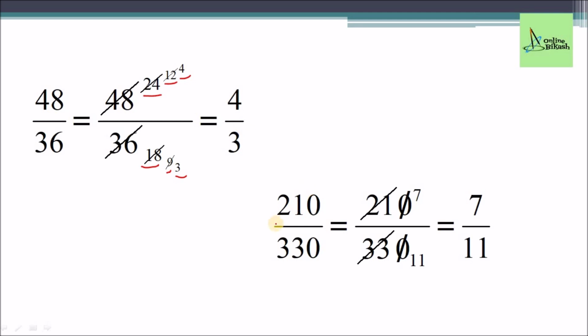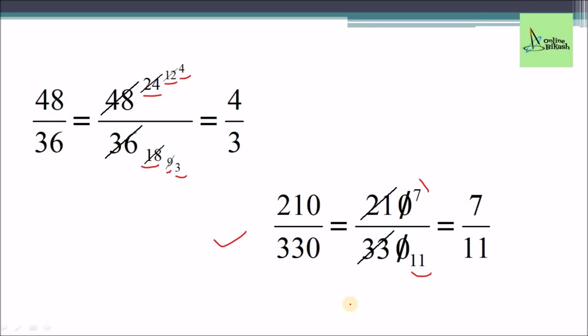Now look at this one, 210 by 330. In this case you can cancel this 0 and 0. Here I have shown you. So a 0 and a 0 can be cancelled. Then what we are left with, 21 and 33. By what number can you divide 21 and 33? You will say 3. By 3 you can divide both 21 and 33. 3 11s are 33 and 3 7s are 21. So 7 by 11 will be the simplest form of 210 by 330.